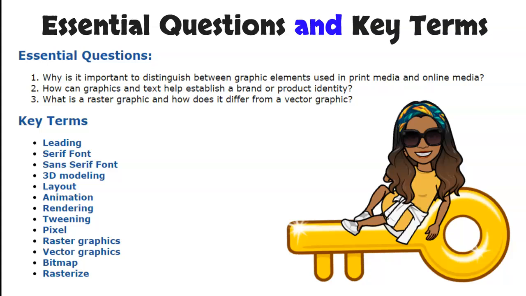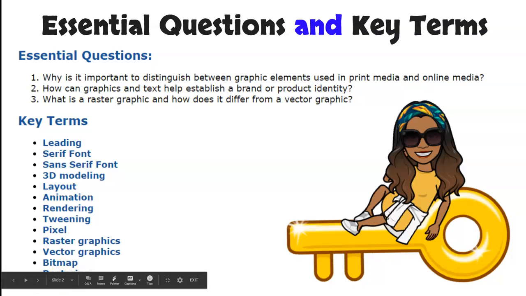For this module, you're going to be learning about why it's important to distinguish between graphic elements used in print media and online media. You're also going to learn about how graphics and text can help establish a person's brand or product identity. And then lastly, the difference between a raster graphic and a vector graphic. Make sure that you mouse over each one of the key terms to learn the definition, and it's always a good idea to make sure you can use the terms in a sentence.